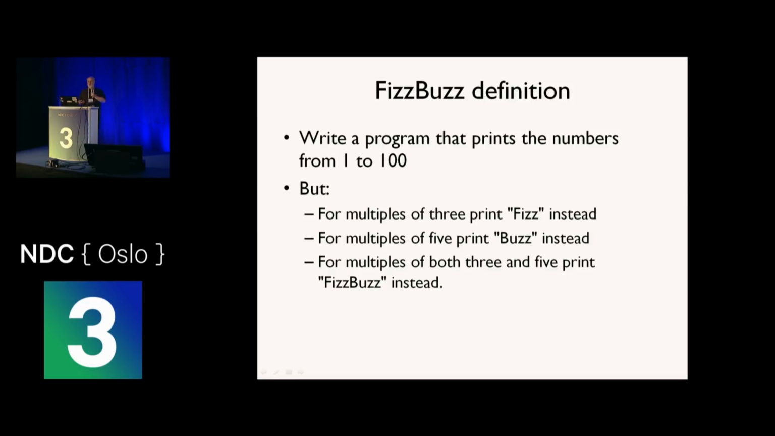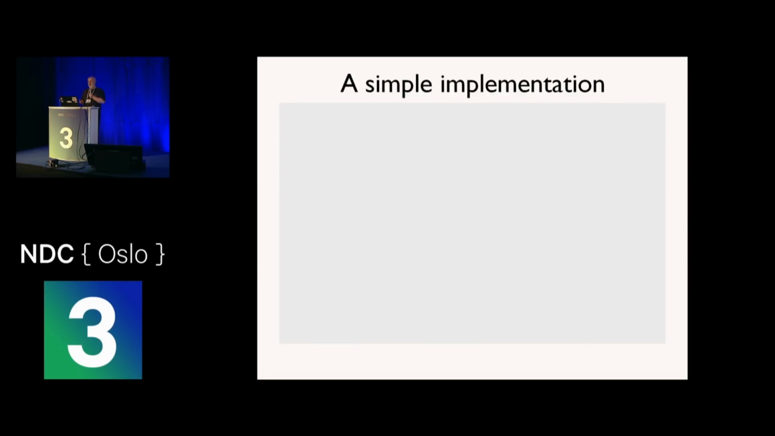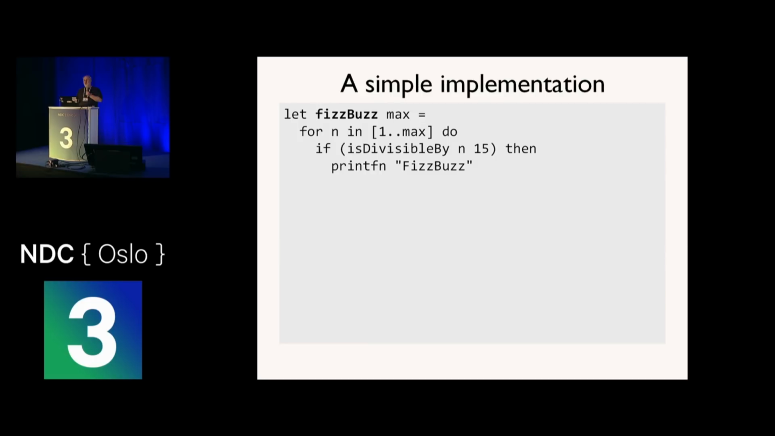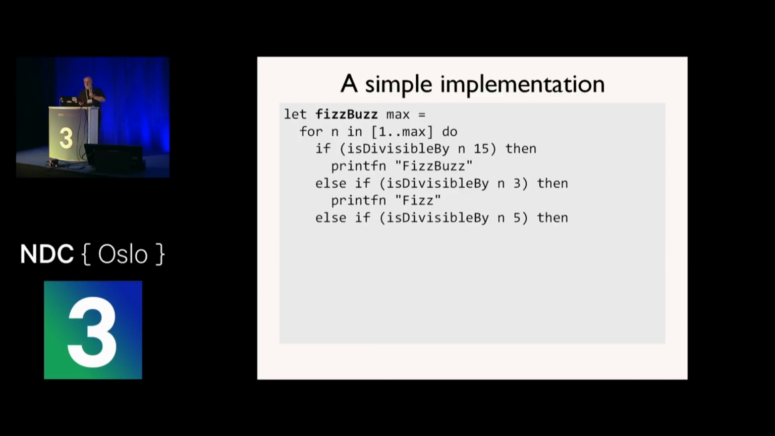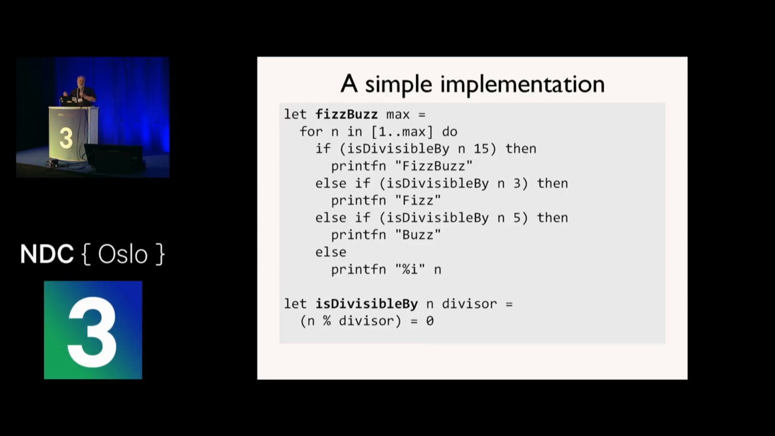Okay, so FizzBuzz, for people who aren't familiar with it: print the numbers from 1 to 100, but if it's a multiple of 3, print fizz. If it's a multiple of 5, print buzz. And if it's both, print FizzBuzz, multiple of 15. Okay, so here's a basic implementation. If the number is divisible by 15, print FizzBuzz. If it's divisible by 3, print fizz. If it's divisible by 5, print buzz, and so on and so forth. Otherwise, you print the original number. And we have this little helper function called isDivisibleBy, which just says if it's divisible by, that's good.